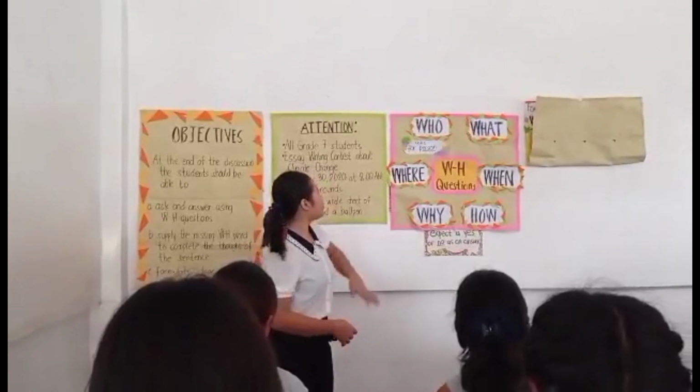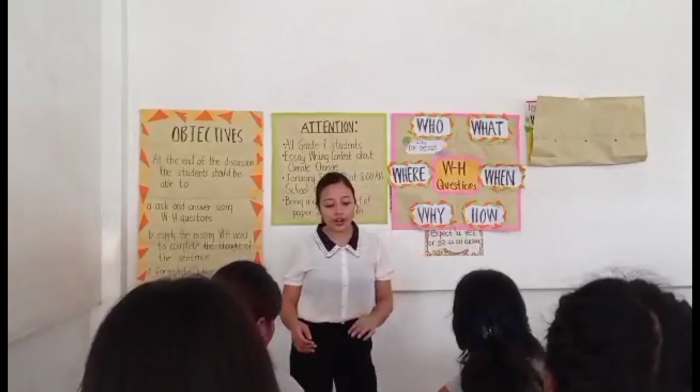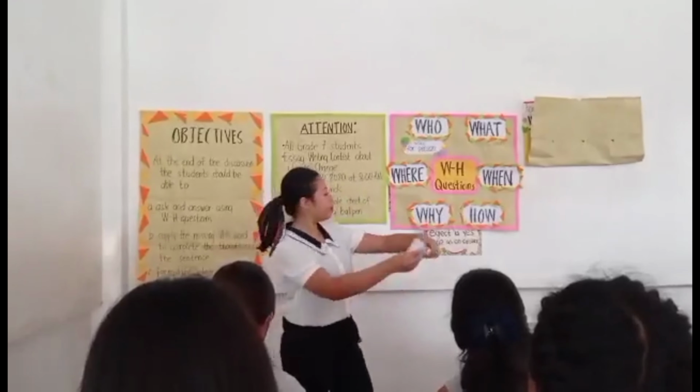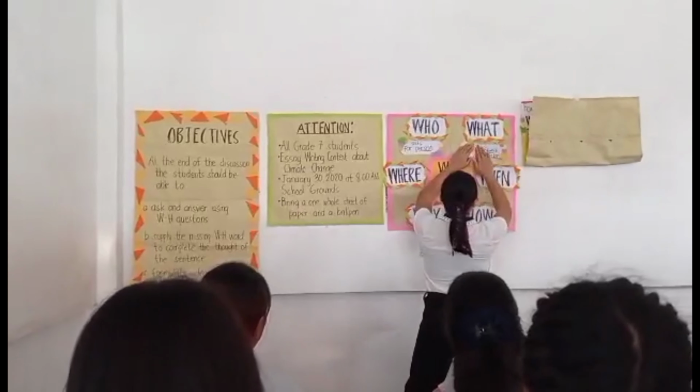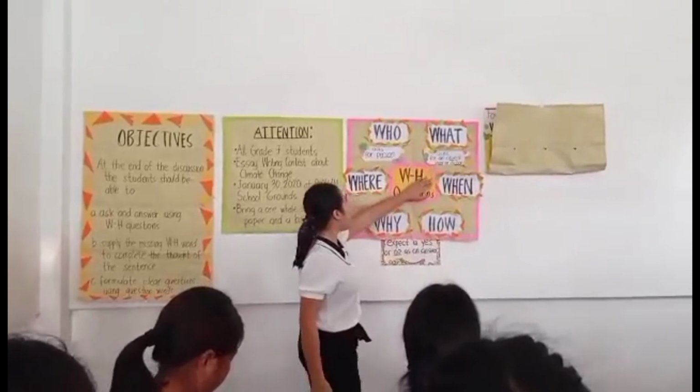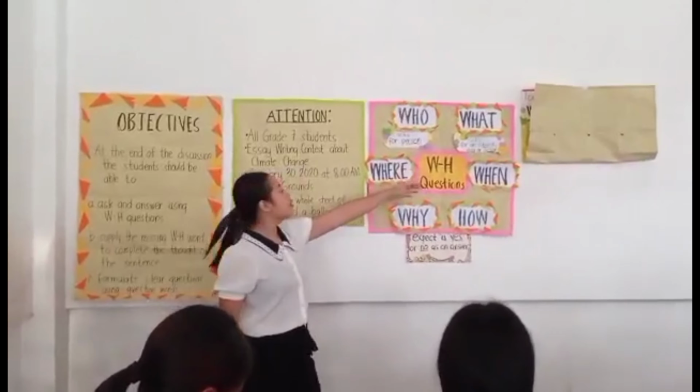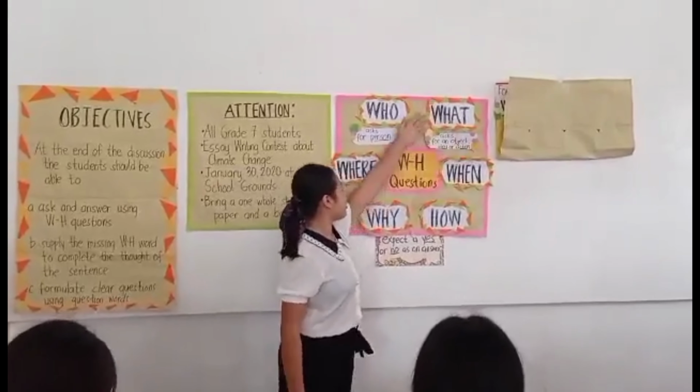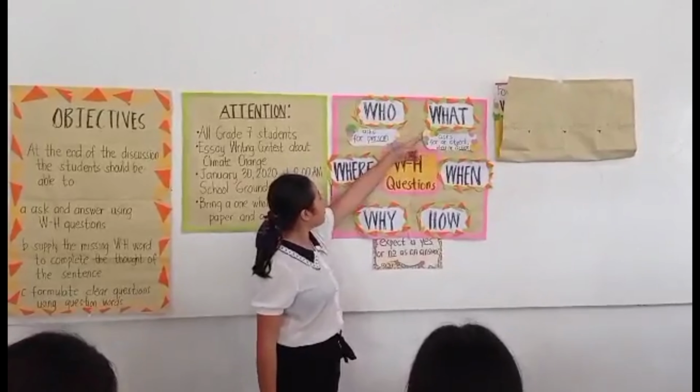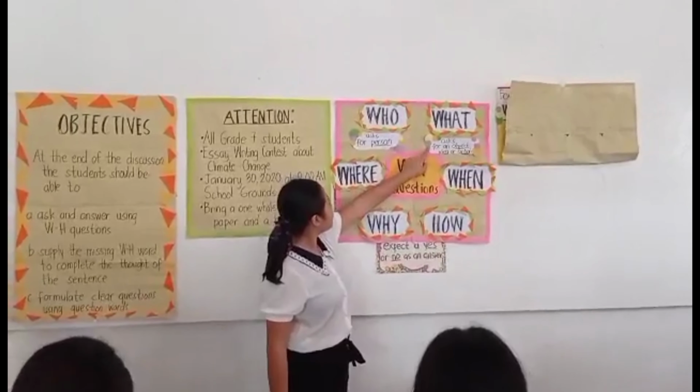And next, when we say what, we are asking for an object, idea, or action. Again, can you read this, class? What? Ask for an object, idea, or action. Example, what are you doing?